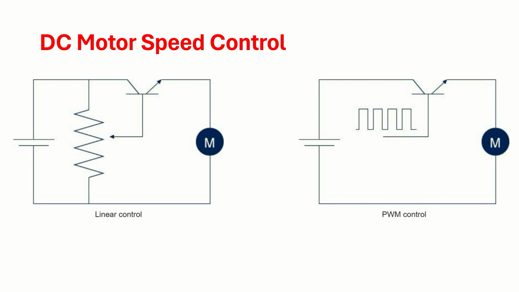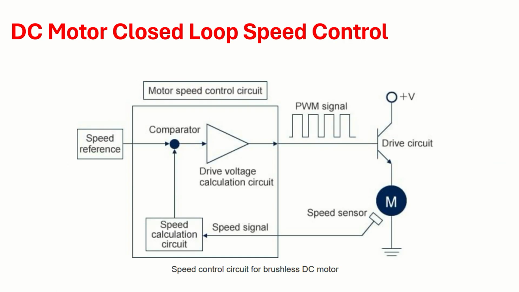So in short, what you are doing is producing an average DC. The average DC is not 100% or 0%, but somewhere between 0 and 100%. By controlling the width of the pulse, you are controlling the amount of power delivered to the motor. In short, that is controlling the speed of the motor.